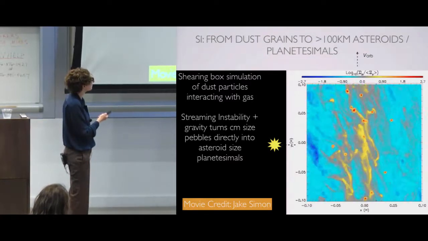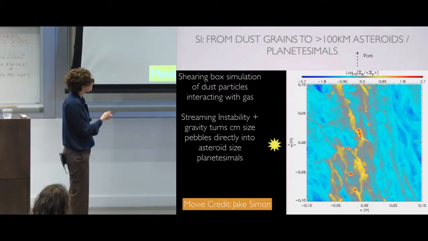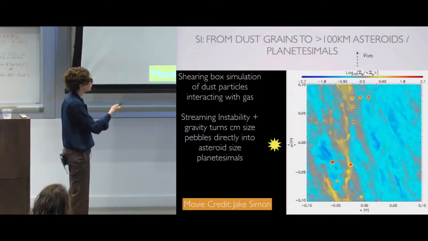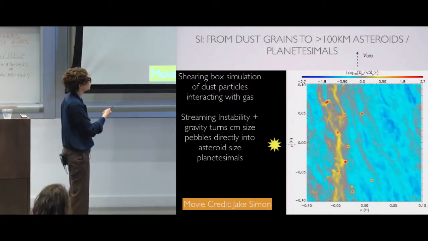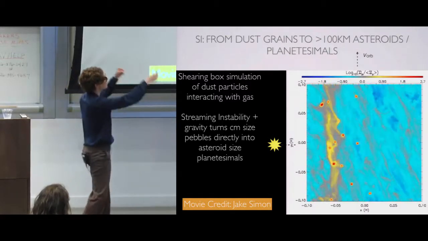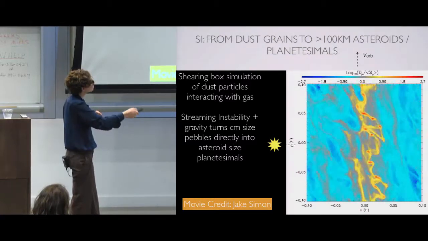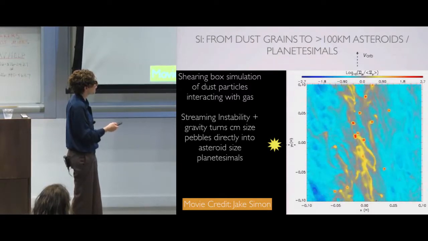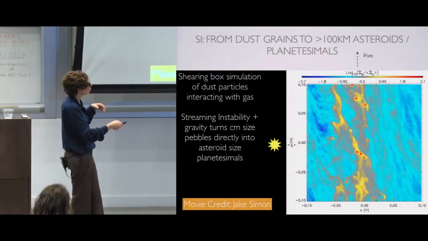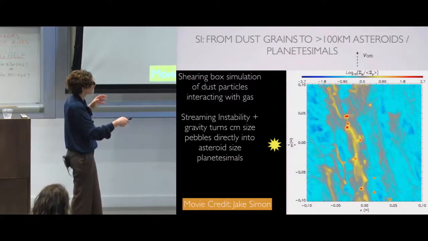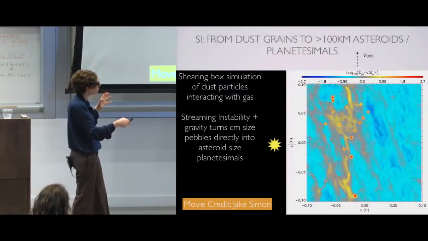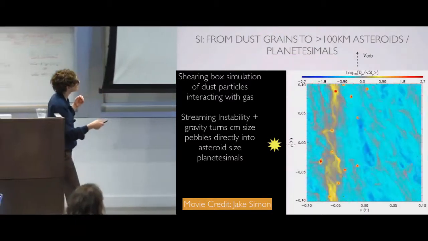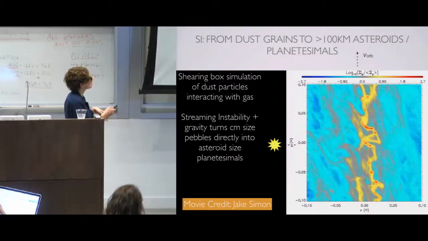So what you're seeing in this movie made by Jake Simon is a shearing box where we've boosted into the co-rotating reference frame of some annulus in a disk. So you can imagine the star is here. This whole box is sort of moving around the star. And the color scale here is showing you the overdensity of particles. And so what happens is, because of this back reaction, you start to get a little bit of clumping. And as the clumps get denser and denser, ultimately they become self-gravitating and they form actual planetesimals, which can be hundreds of kilometers in size.